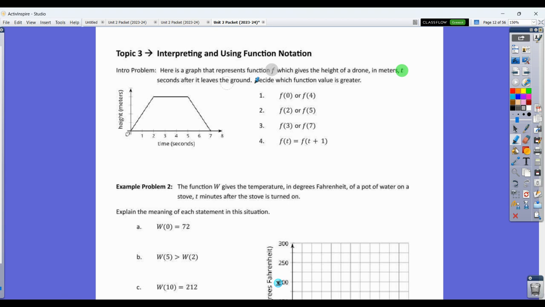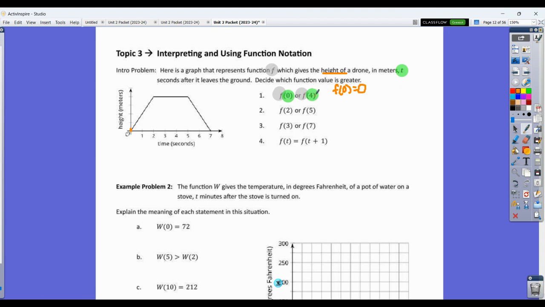So if we go with those ideas, we have a function, and then we have a time that's also given to us. And that's what we're looking at. And remember that function is giving us the height of the drone. So as soon as I see f of, really it's the height of the drone that it's representing. So it's not 0, but this is saying the height of the drone at 0 seconds. So at 0 seconds, the height of the drone is at 0. So this f of 0 is equal to 0.